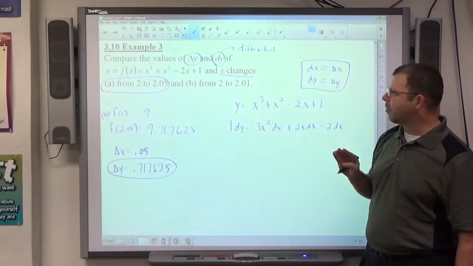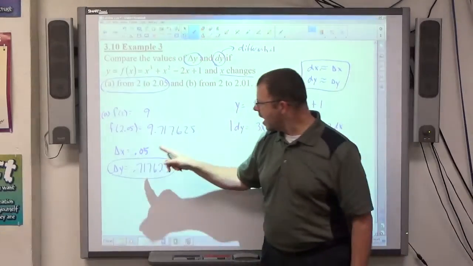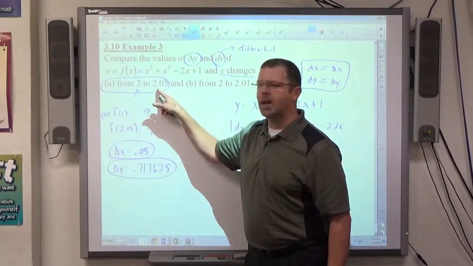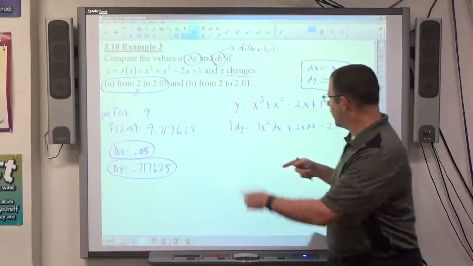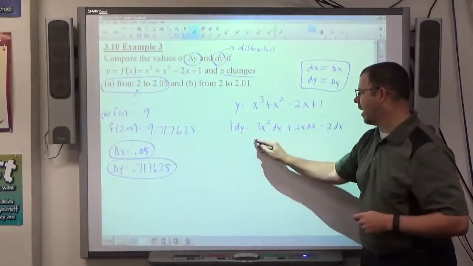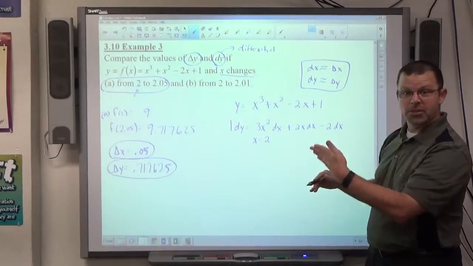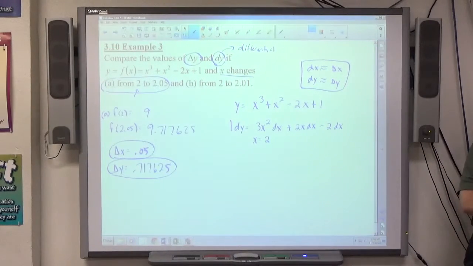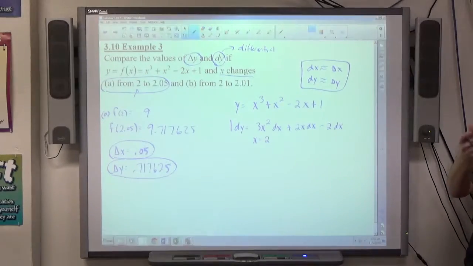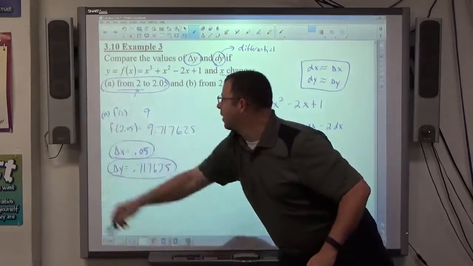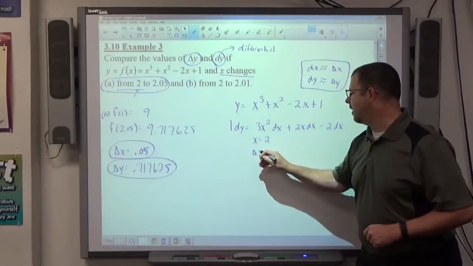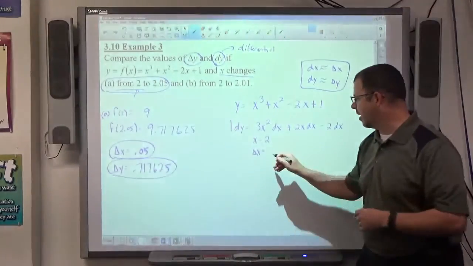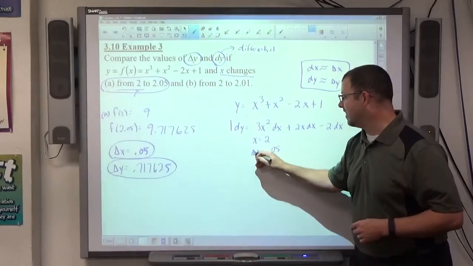And then x is going to equal what we start at. We started at 2 and we applied a delta x of 0.05 here. So if I want to evaluate dy, I'm going to let x equal the start. We're going from something, so that's what x equals. If it says from dog, x equals dog. If it says from 16, x equals 16. Whatever it says from, that's what x is. And then delta x is how much bigger the next number is. So we're going from 2 to 2.05, so delta x is 0.05. So that's dx actually.